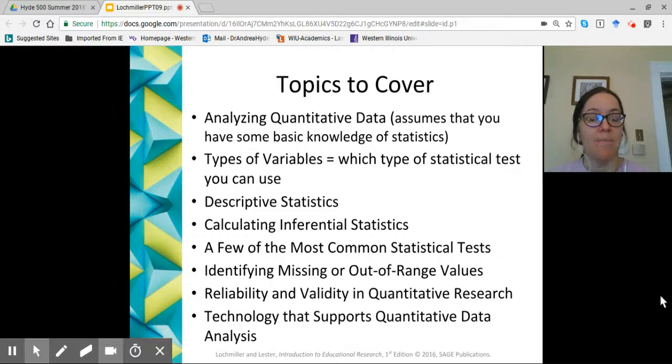So the aims of this chapter are to get you to be a little bit familiar with the ways that researchers who are doing quantitative studies analyze their data, and it mostly has to do with using statistical tests. There's certainly some statistical vocabulary to learn. So if this is hard for you, you're in good company. It's hard for me. I tried to explain it to you.